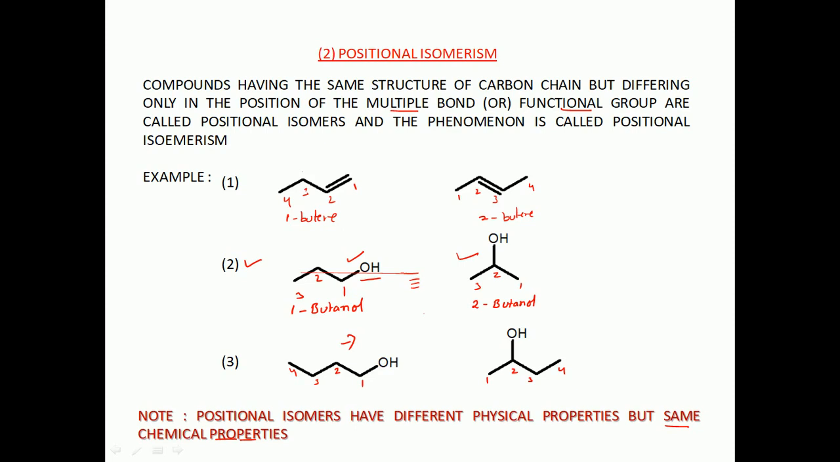So I am going to repeat positional isomers. What are positional isomers? Positional isomers have the same number of carbon atoms in the chain, but they differ in the position of the multiple bond, or they differ in the position of the functional group. Just try with the example I am going to give. You can try with a triple bond, or you can try with any other functional groups.